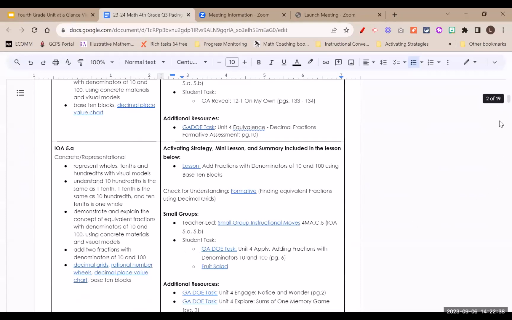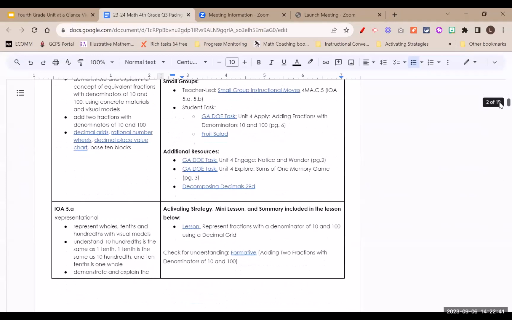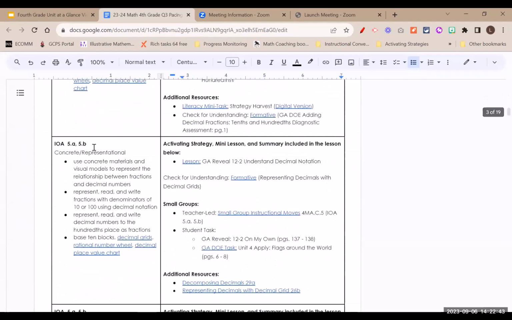Unit 4B then goes into days where Unit 5A and 5B are clustered. You can see on this day here, there are 3 suggested days on the pacing guide for these clustered IOAs. Students will start with 2 days of concrete representational instruction using base 10 blocks and visual models, such as decimal grids, to represent the relationship between fractions and decimal numbers. Then there is 1 day of representational instruction, where an open number line is the suggested tool to represent the relationship between fractions and decimal numbers.